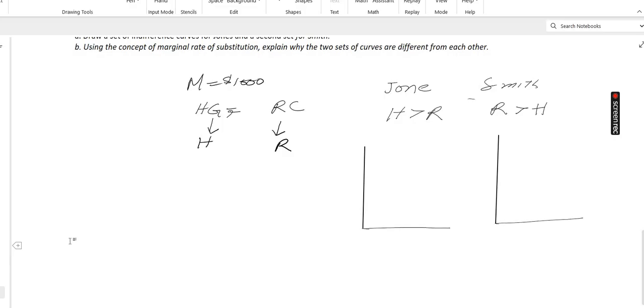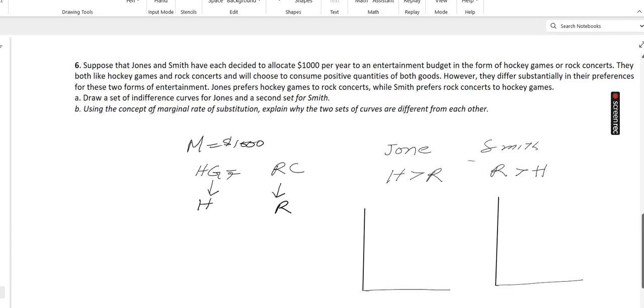So what does the question actually say? The question is saying to draw the set of indifference curves for John and for Smith. So we have to draw indifference curves for John and Smith. So let's say I will take the rock concert over here and hockey over here.